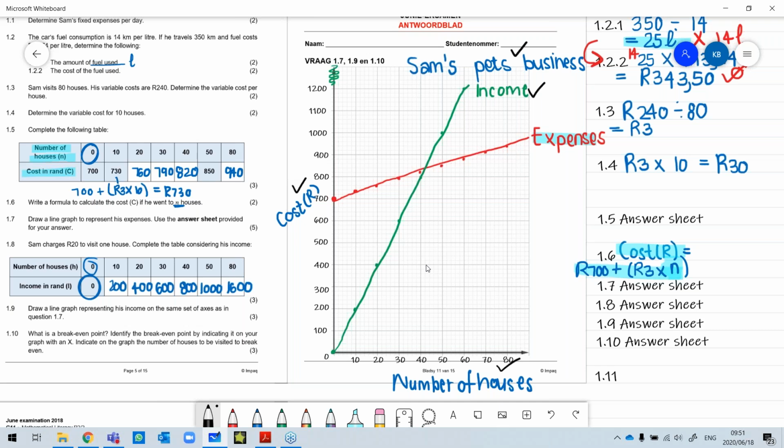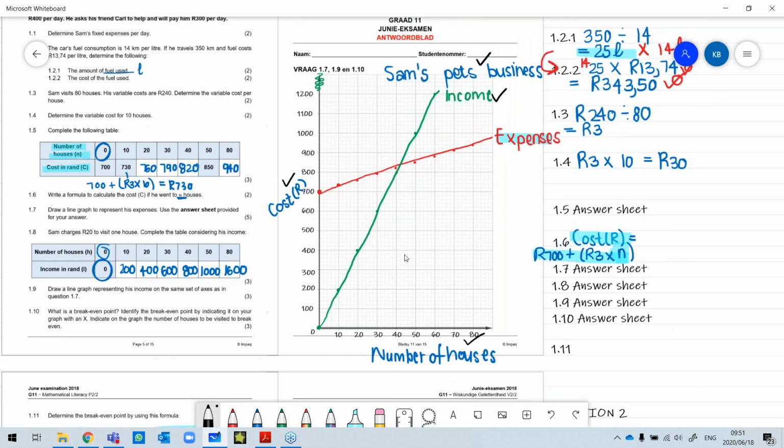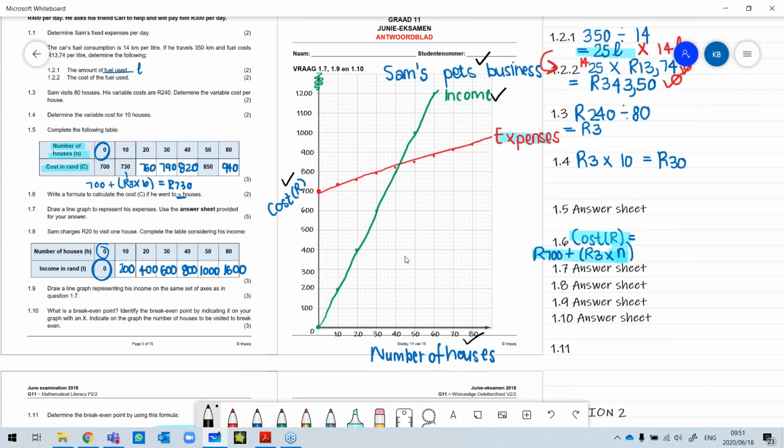Now let's continue with question 1.10. What is a break-even point? Identify the break-even point by indicating it on your graph with an X. Okay, so let's grab my blue pen. Now my break-even point is where my two graphs that I've sketched meet or cross. We can even draw just a little bit neater. There we go. Okay, so that is my break-even point.